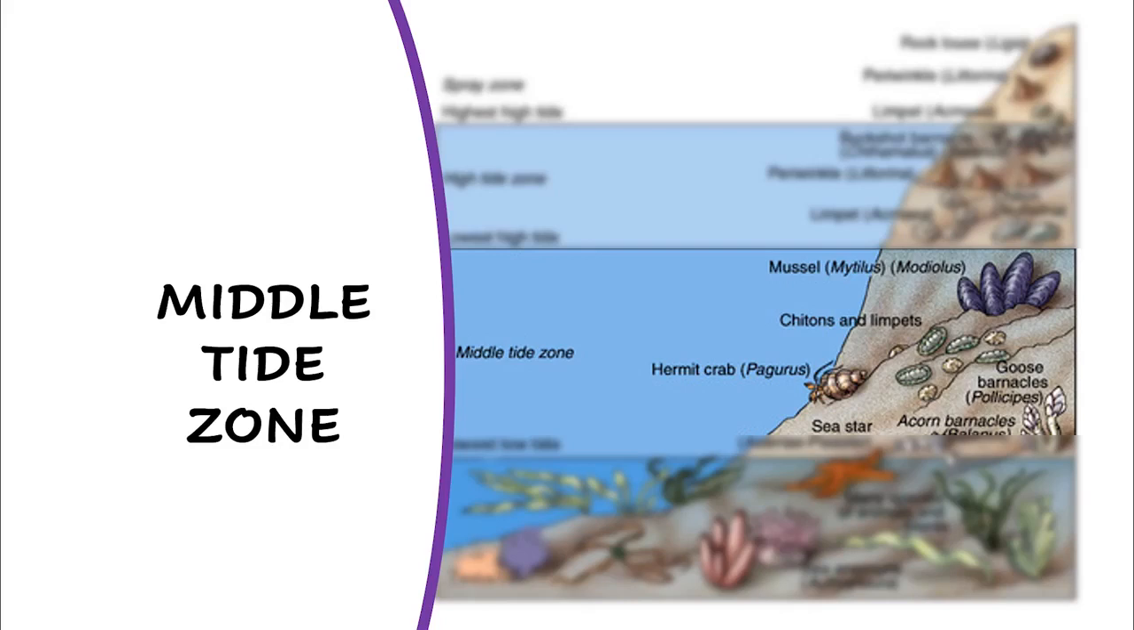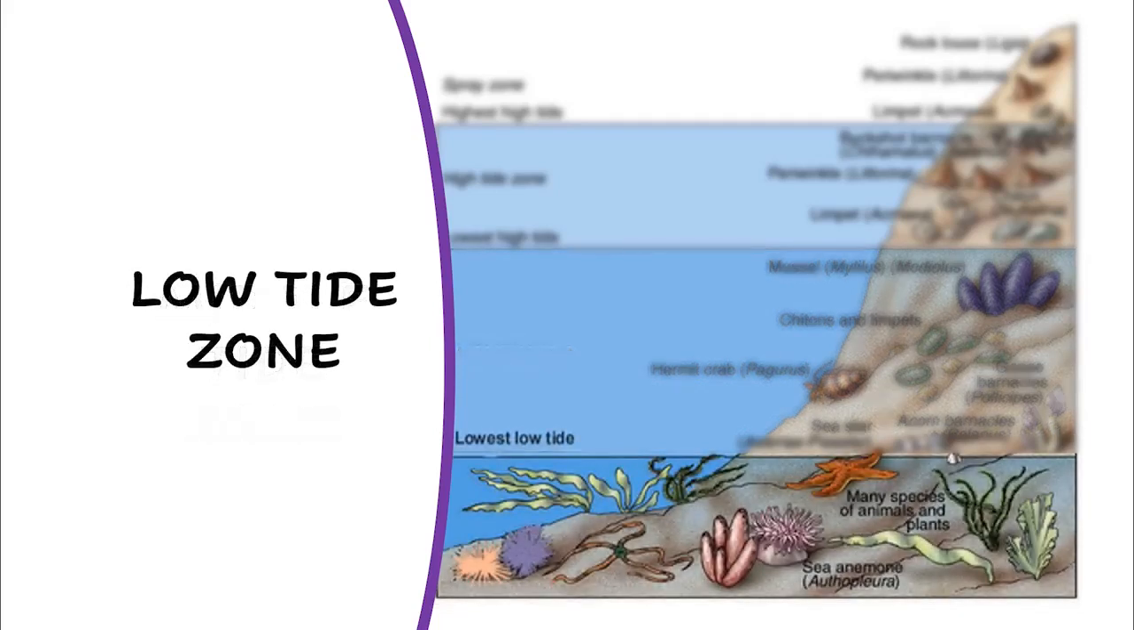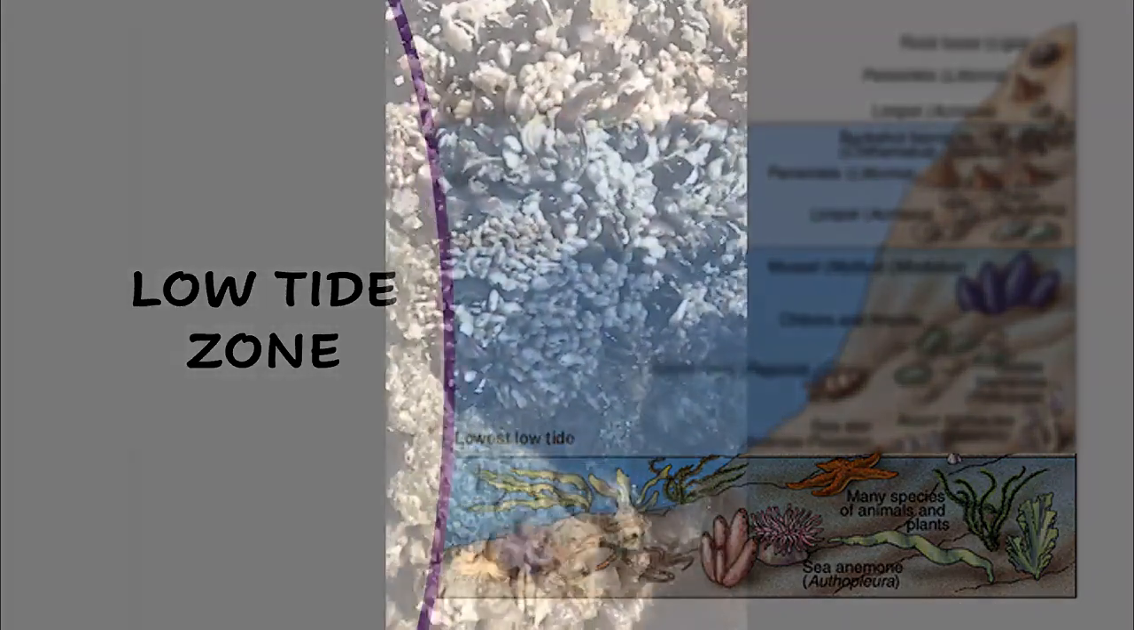Plants and animals that are covered by water most of the time and only exposed to the air during very low tides live in the low tide zone. Even when they are uncovered, they tend to be close to the edge of the water, waiting until the tide comes back in. As we get even deeper, we call that the low tide zone.